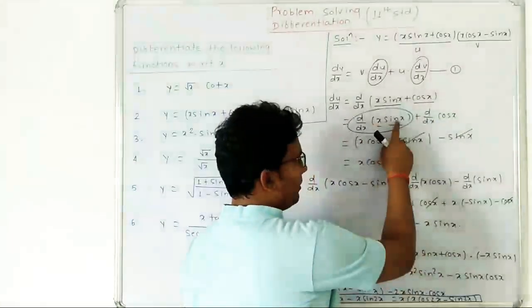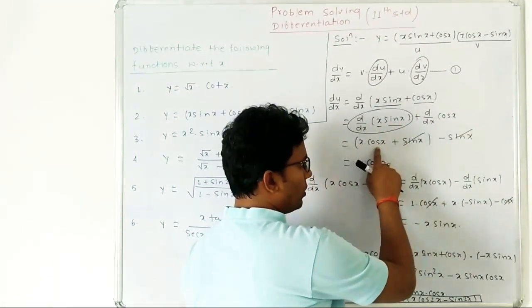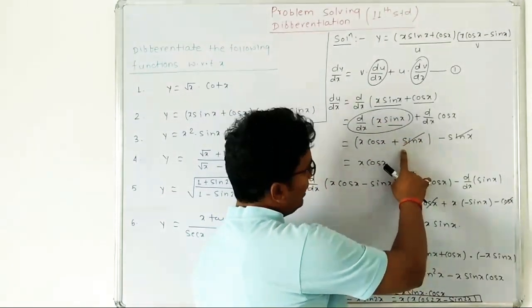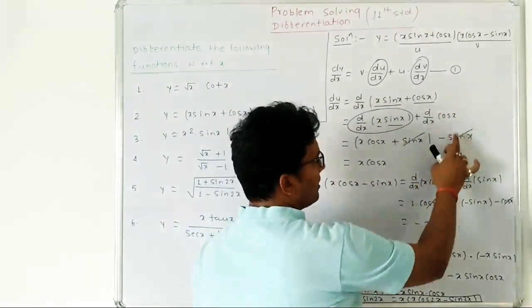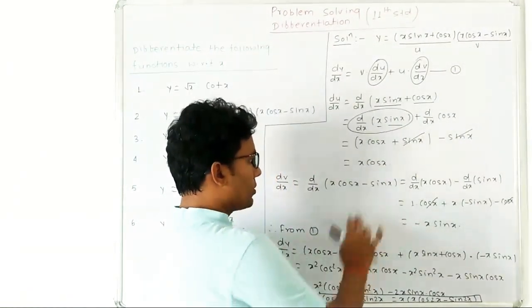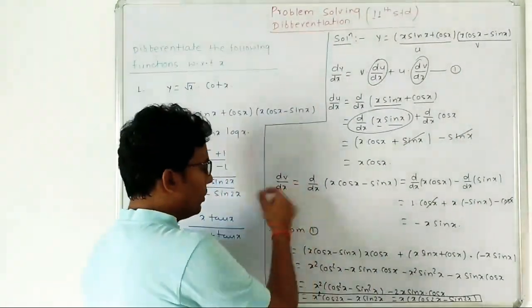So x into derivative of sin x, that is cos x, so x cos x plus sin x into derivative of x is 1, so that is sin x, and derivative of cos x is minus sin x, so these two sin x get cancelled, so remaining is x cos x. Similarly dv by dx, what is dv by dx?